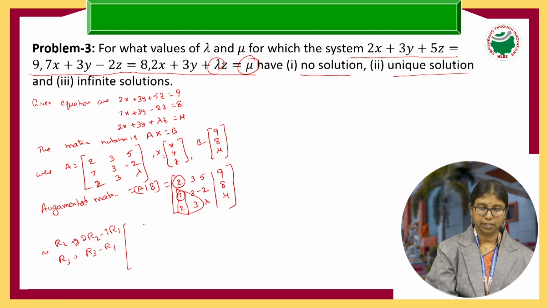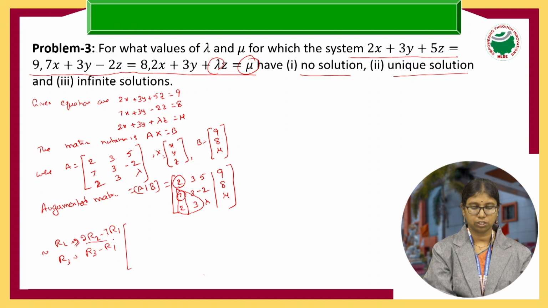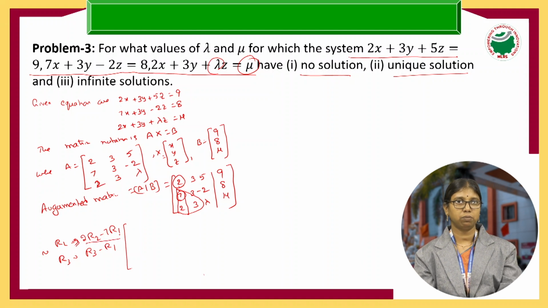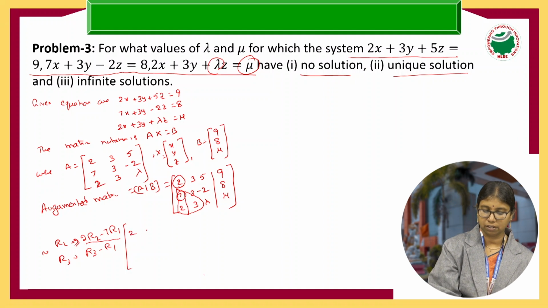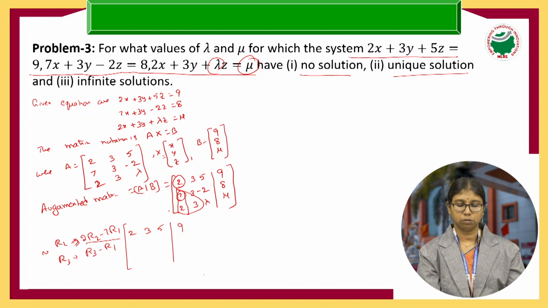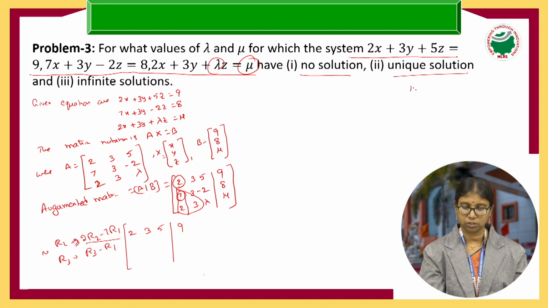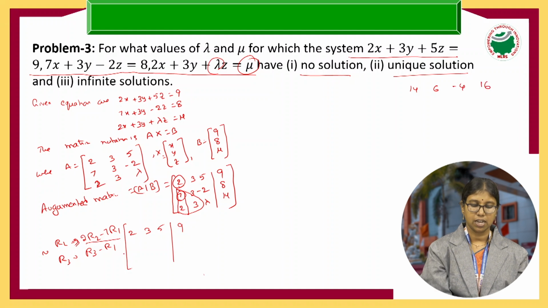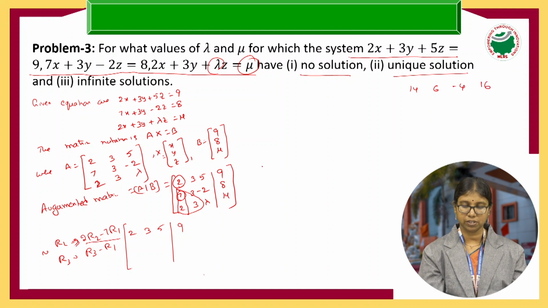Now what about your matrix? How are we changing R2? R2 is changed as 2R2 minus 7R1. First write down R1: 2, 3, 5, 9. Next 2R2. Multiply the second row with 2. That is 2 7s are 14, 2 3s are 6, minus 4, 2 8s are 16. 7R1. Multiply the first row with 7.